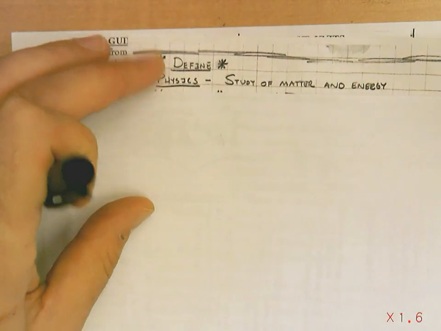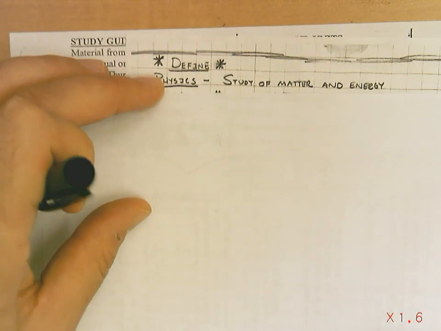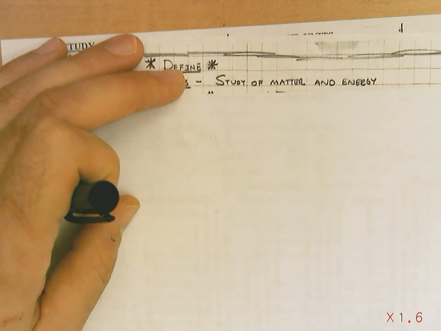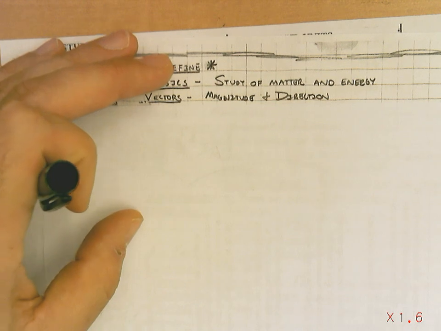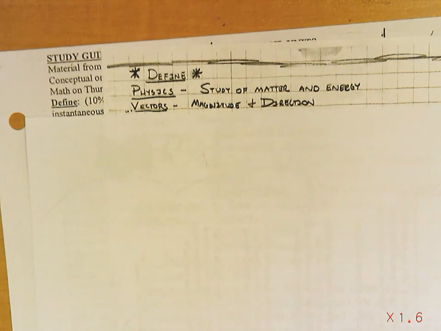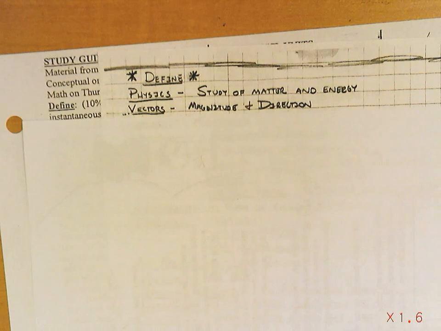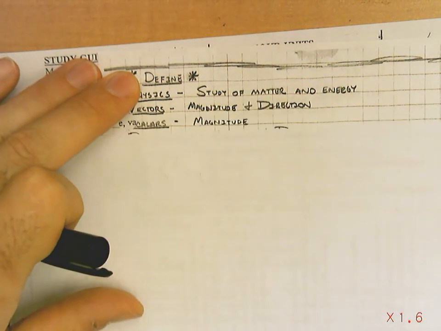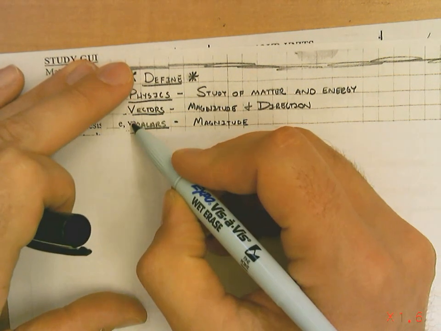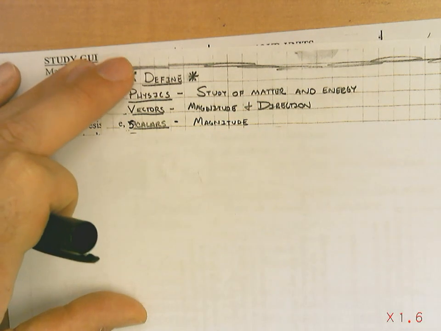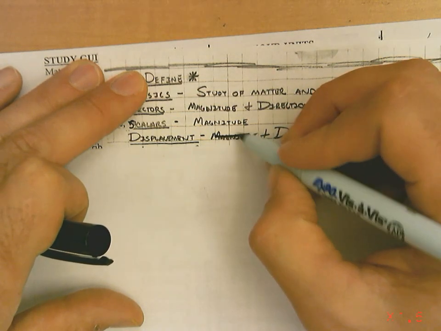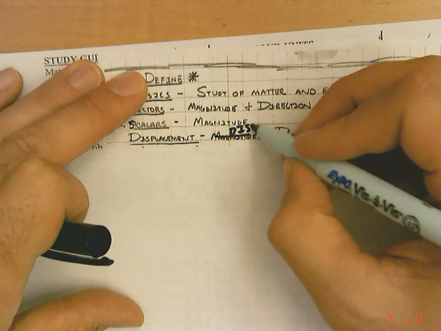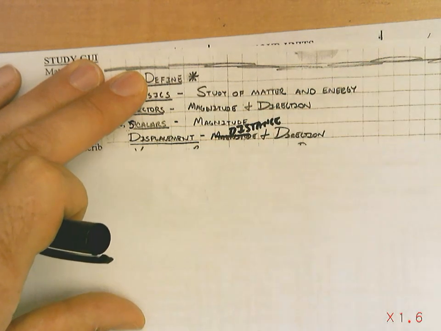Move into our definitions here. First one being physics, so it's the study of matter and energy. This is nothing new. We've had this quite a few times. Vectors, magnitude and direction. So a vector can be defined as magnitude and direction. Scalar, the S got cut out there with the hole punch. Scalars, that's just magnitude. Displacement, it's magnitude plus direction. I would probably say distance plus direction. Probably a better way to say it.